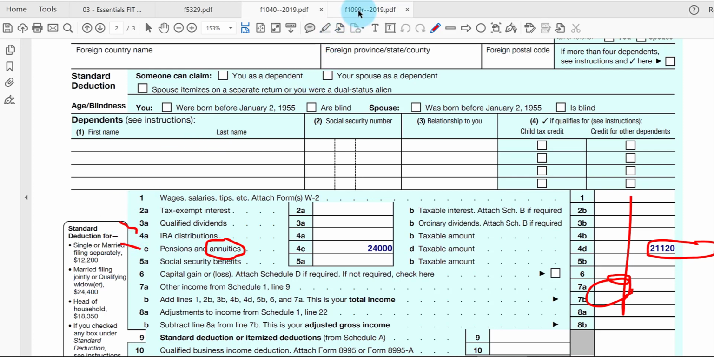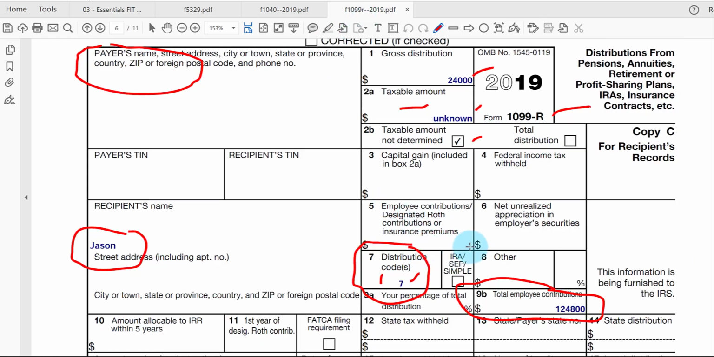Again, looking back on the 1099 form, if this box is not checked off here, that usually means you're dealing with a pension or employer retirement plan. If it is checked off, that means you're dealing probably with an IRA. Okay. Let's see. One more topic here.